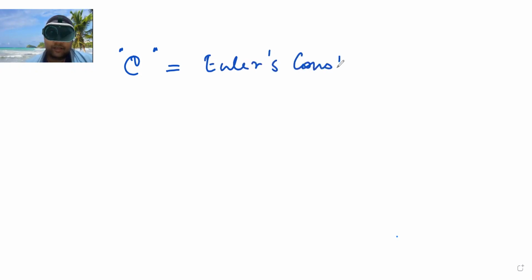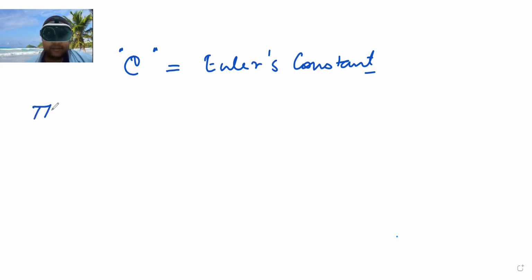In today's video, we are going to learn something about E. What is E? E is the Euler's constant. See, in mathematics, there are a few phenomenal constants which are used all across maths.